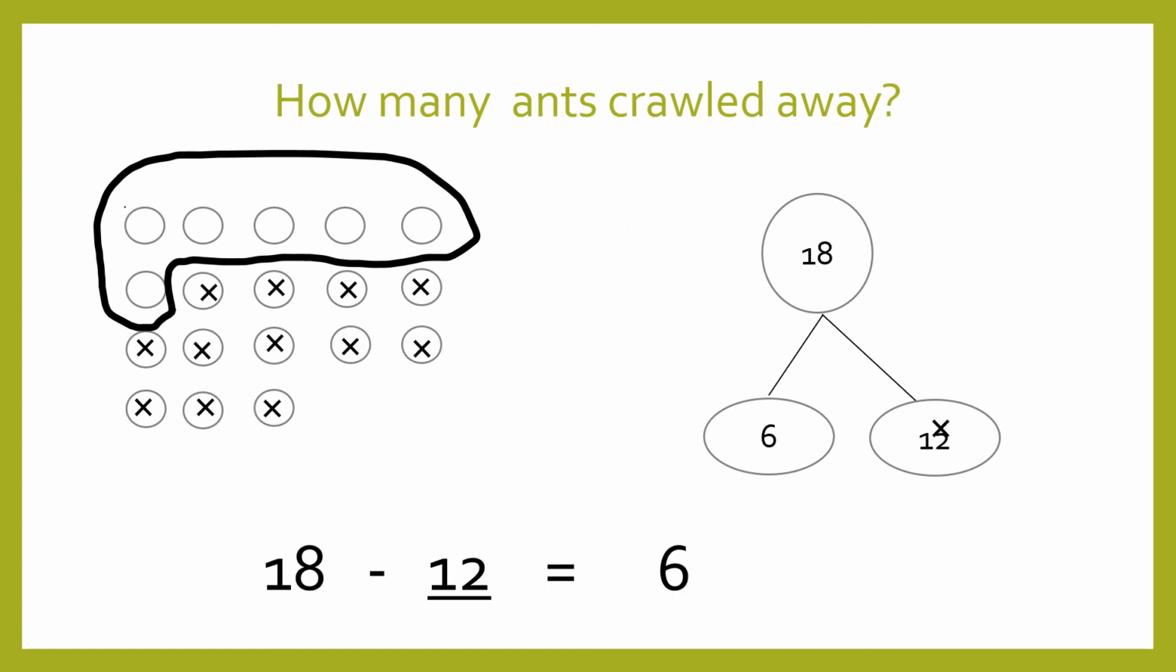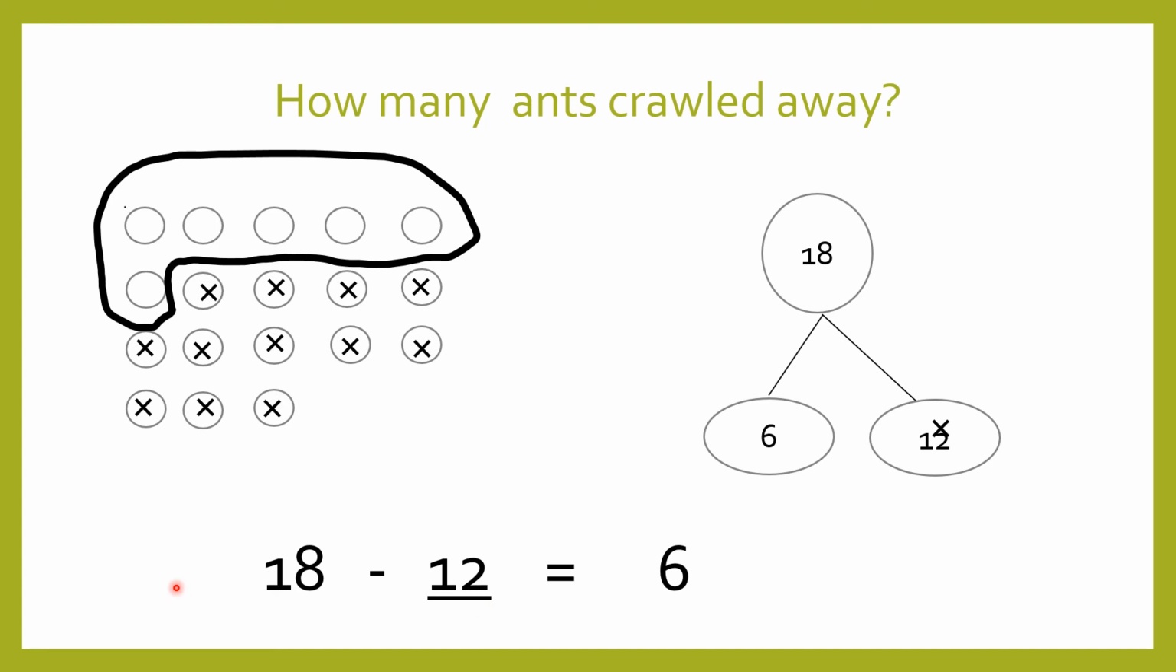Kindergarten, we were able to identify the number of ants that crawled away by starting with the whole, the big number 18, putting a big circle around the 6 ants that were left or remaining, and then looking at all the ants that were outside of the circle. Those were the ants that crawled away. So we put X's on all of them and found out that there were 12.